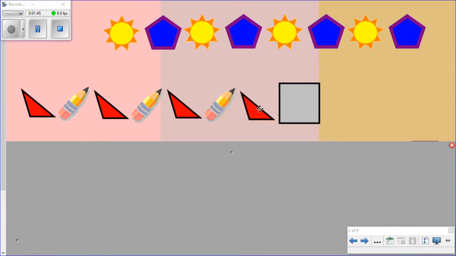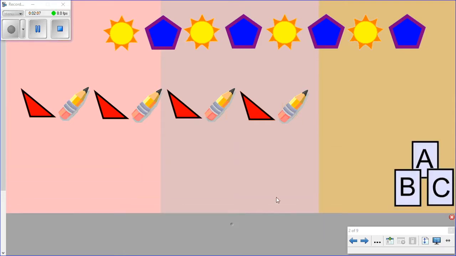Triangle. And after that, pencil. Great work. Now these patterns have very different pictures, but they are actually the same pattern. They are the same kind of pattern. Patterns can be described using letters. Let's take a look at my letter cards and I'll show you what I mean.